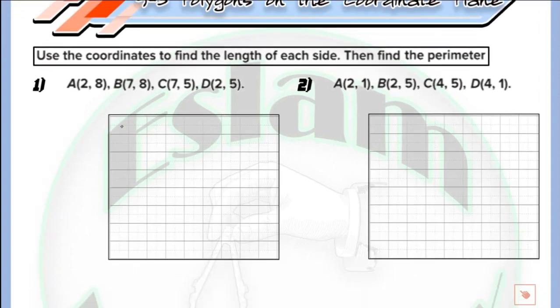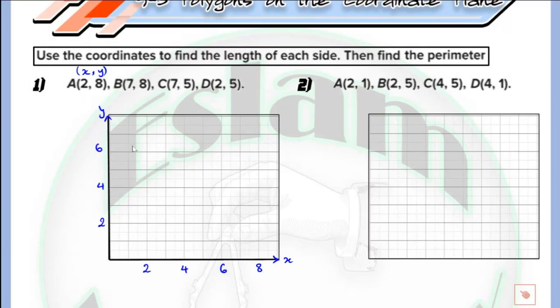In question number 1 we need to graph the polygon. So we have the point A, 2 and 8. Number 1, I need to draw the coordinates. As we know, we have two axes, the vertical and the horizontal. The horizontal one is called the x-axis, and the vertical one is the y-axis. Each point represents an ordered pair, which is x and y.